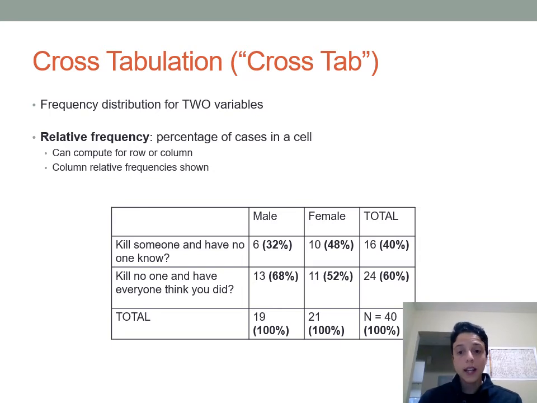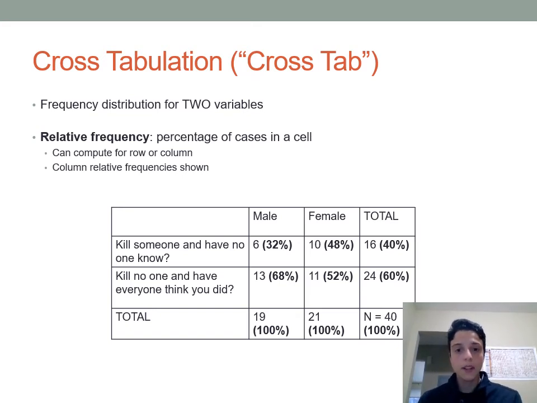So again, you have 100% in the bottom there because we're just tallying up everything in that column. There are 21 females in the class, so that's 100%. You can also find the relative frequencies for your marginal columns as well. And so what you can see there is next to the 16 we have 40%, and next to the 24 we have 60%. These are the percentages for everything in that row.